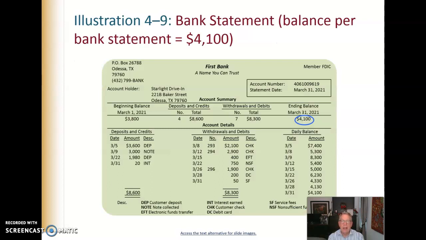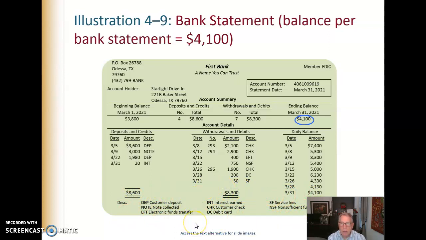This is our bank statement from the first bank. Here, essentially, we have the same kind of information: cash in and cash out. As you see, the ending cash balance here is $4,100. But we have a variety of different items on this bank statement, and the footnotes of those are down here, descriptions.